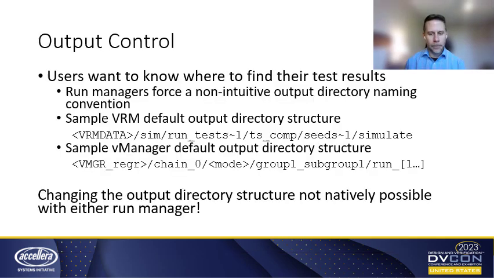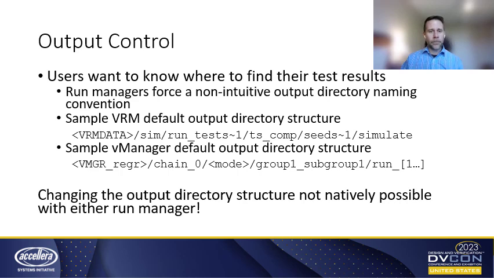So output control. What does this even mean? Our experience is users want to be able to move around their test results folders in a terminal. So you want to go there, you want to find things using Linux commands, whatever it may be. The run managers both force a somewhat non-intuitive naming convention on the output directory names. As you can see here, we get names that are very generic, just incrementing integers with no linking back to the actual test name.